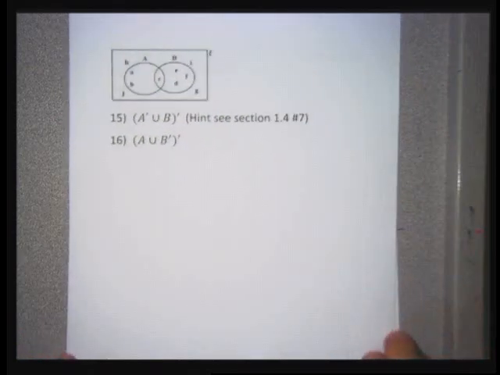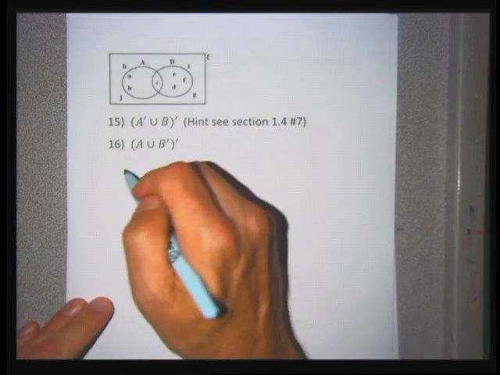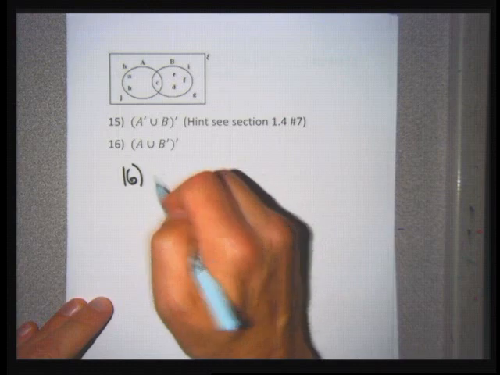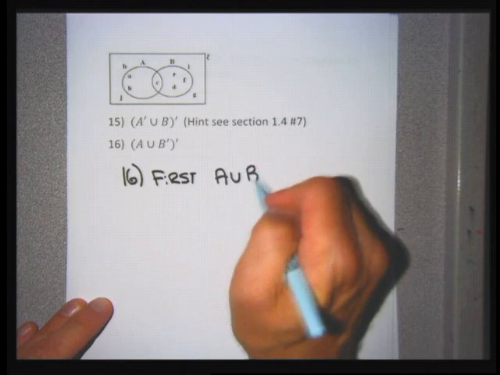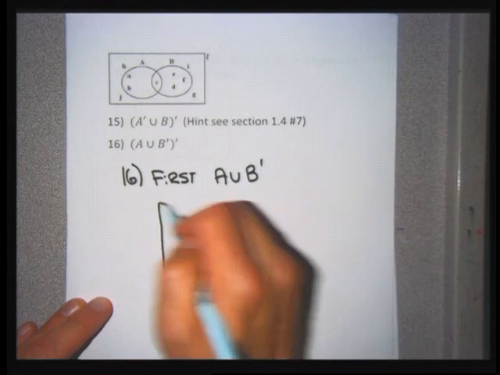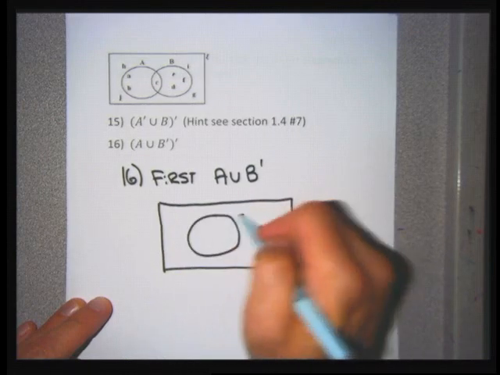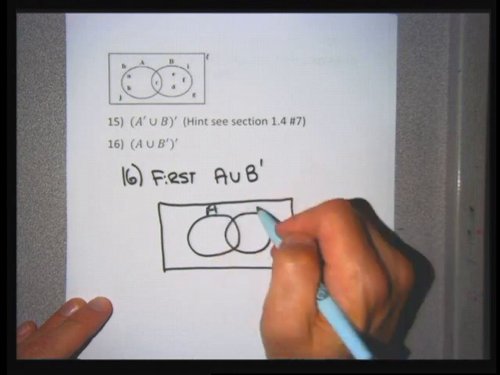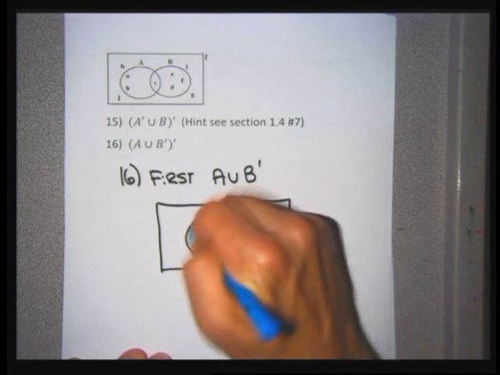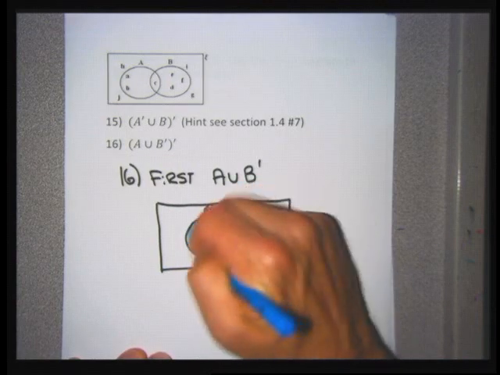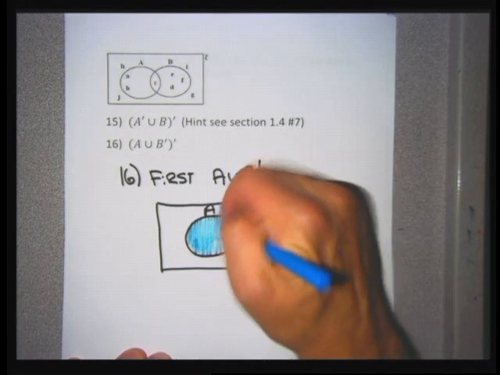A union B prime prime for 16. So for 16, first I need to do the inside of the parentheses. So first, I have to do A union B prime. That I can do in one drawing with one color. It's intersections that I probably need two drawings and two colors. So I'm going to take the A circle, and I'm going to union in the B prime circle, which is everything outside the B circle.